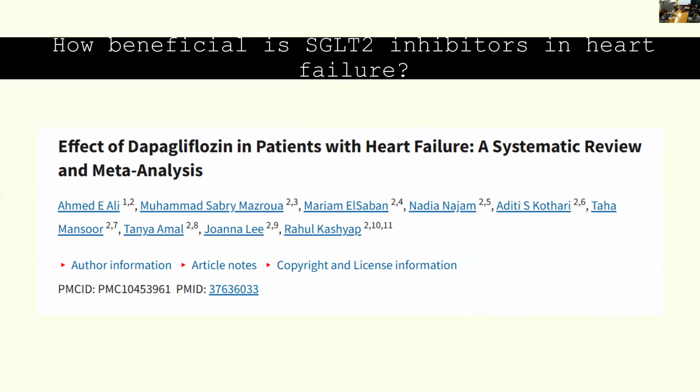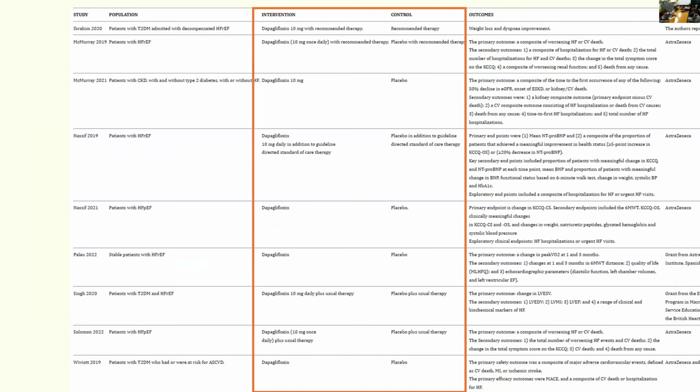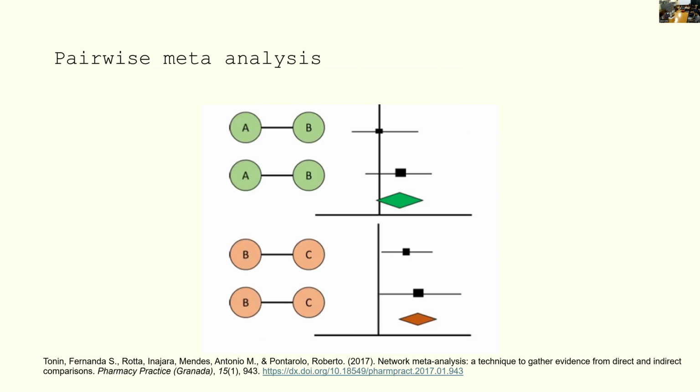If you have this question, how beneficial are SGLT2 inhibitors in heart failure? So then you have taken this systematic review or meta-analysis. You're looking at dapagliflozin in patients with heart failure. So if you look at the systematic review, they've taken multiple studies, all comparing one intervention, that is dapagliflozin, to another intervention, that is placebo. So this is called a pairwise meta-analysis.